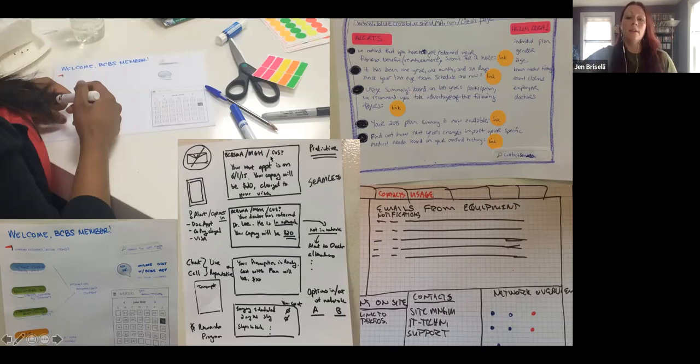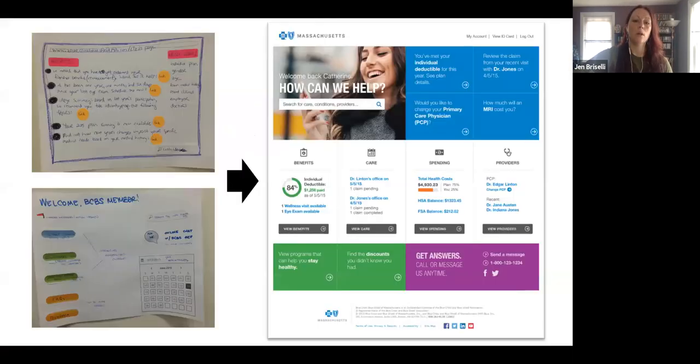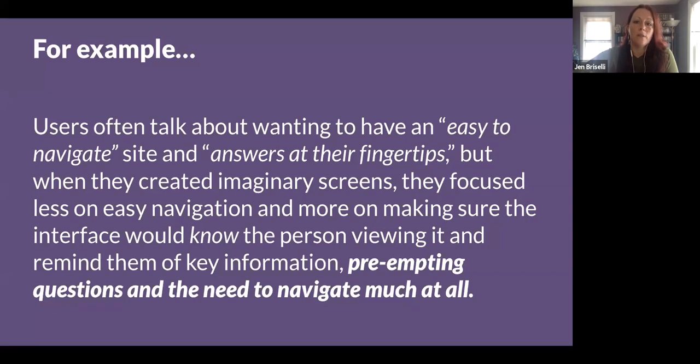In this case, we did this work as part of the research to understand what this member portal was supposed to serve for the users. And you could do this work without participatory design and just design a website based on good UX best practices. But actually doing this work helped us uncover some key things that we weren't really aware of in terms of their expectations about what an insurance portal might do. So in this case, for example, users often talk about wanting to have an easy to navigate site and, you know, answers at their fingertips. So we could have just tried to make it, quote, easy to navigate. But when they created these imaginary screens, they actually focused a lot less on easy navigation and more on just making sure the interface would know who they were and preemptively know the questions they were there to ask.